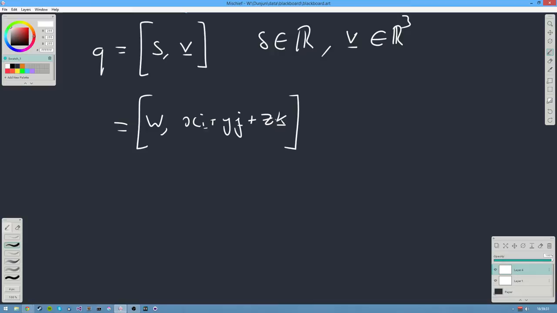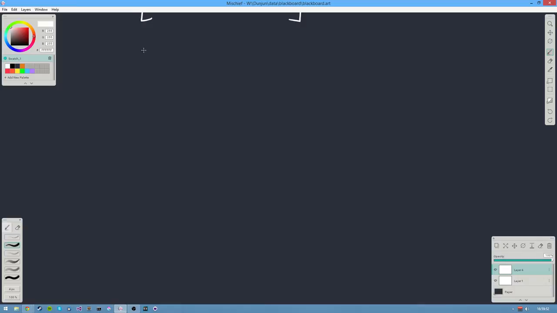But for now, I'm going to be using S as the scalar and V as the vector, just to be a bit clearer again. I may be a bit too confusing here. Again, it's a very difficult thing to explain, but I'm just trying to keep it consistent, so we know which one's the scalar and which one's the vector. Yeah? So as you can guess, addition and subtraction work exactly the same as complex numbers.